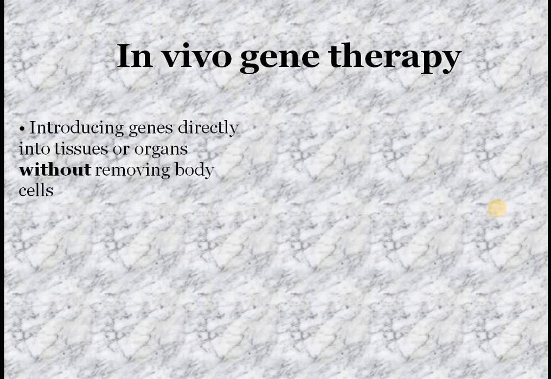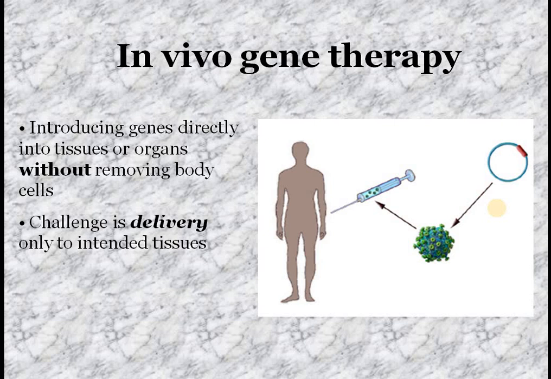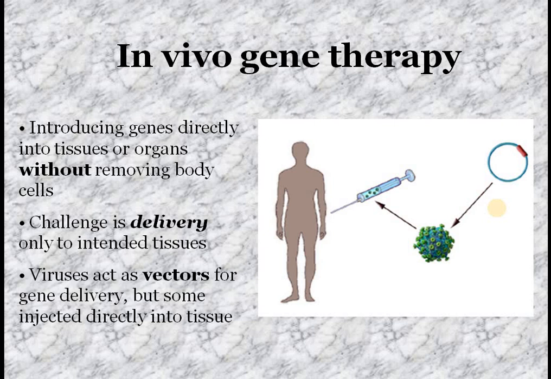So in vivo gene therapy is the introduction of a gene directly into the tissue or organ without removing the body cells. Okay. So if you have to remove your gene from another part, then you have to deliver it directly into the tissues. Here we use vectors for the introduction of the new gene into the body. Most of the vectors are of viral origin.